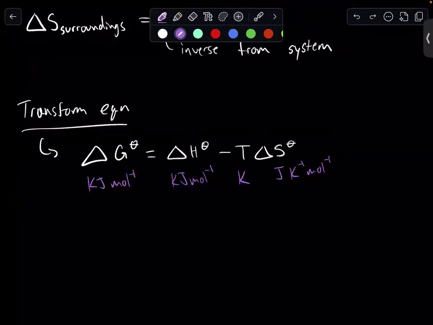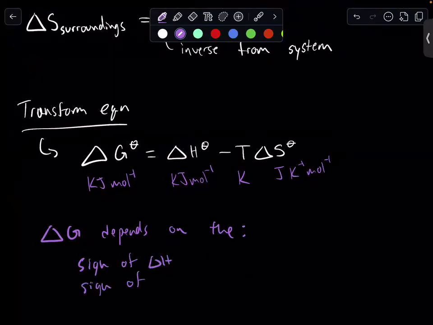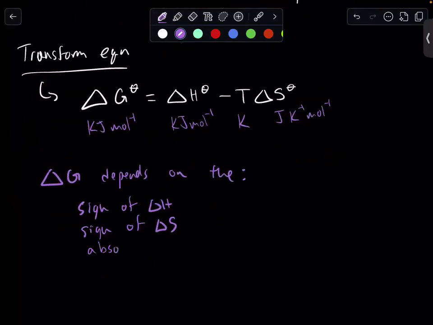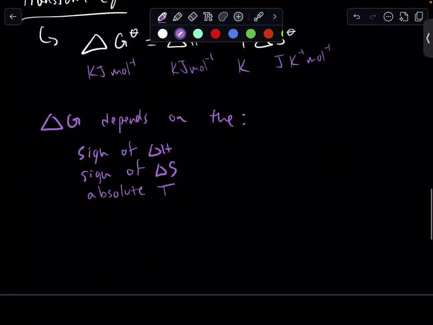So from this, we can determine that delta G depends on the sign of delta H, the sign of delta S, and the absolute temperature. So what do we actually mean by that? Well, first, let's just put it into practice.